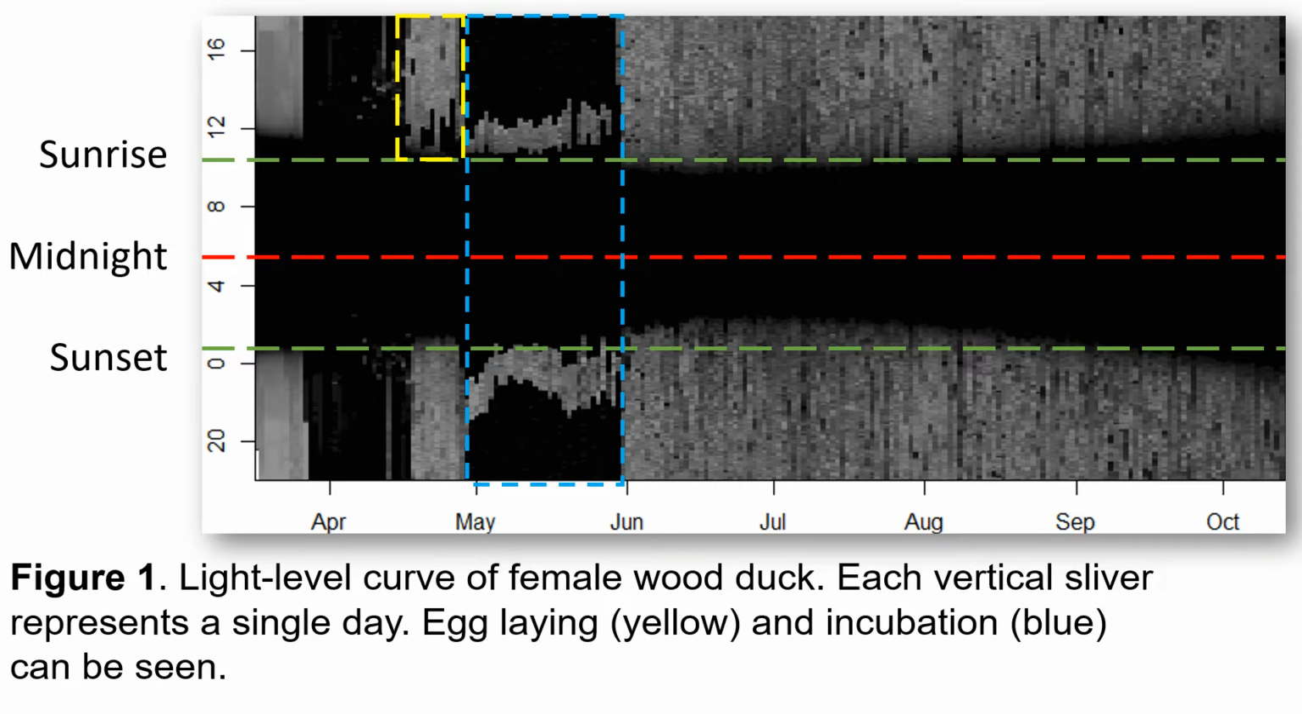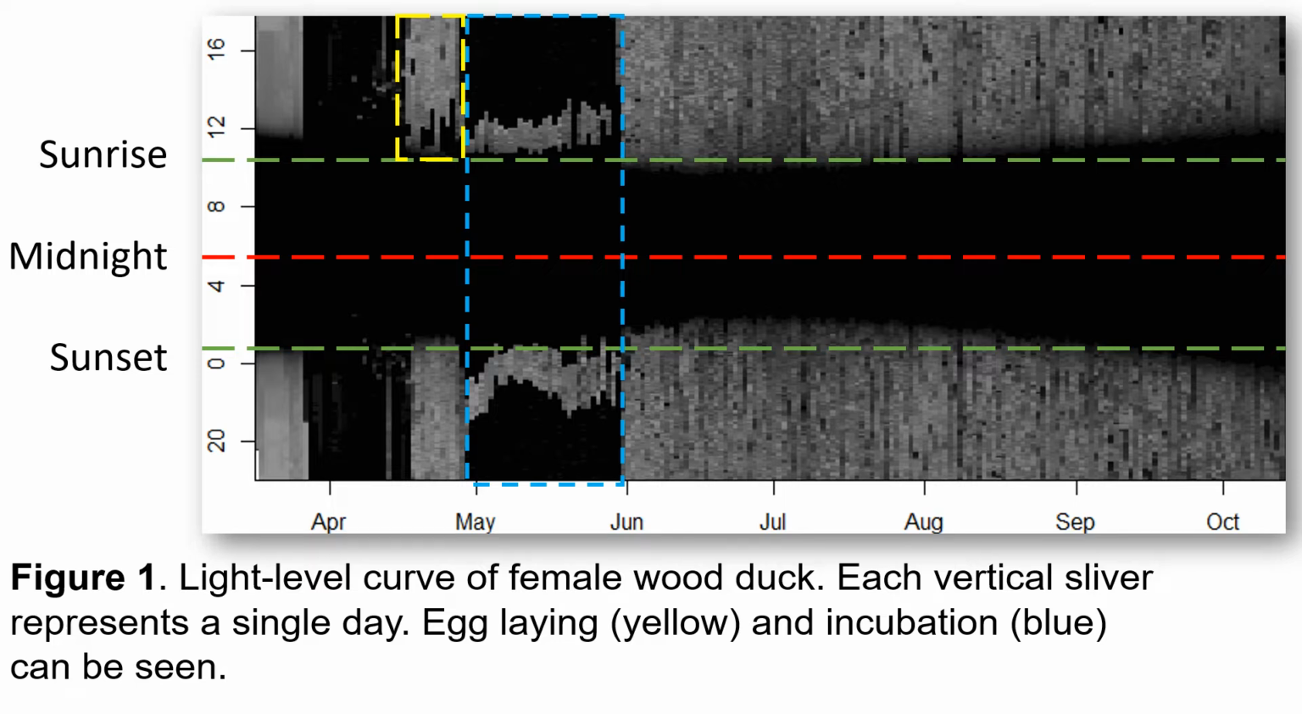The first block of black on the left side of the screen is when the geolocator was in a bag before deployment. This bird was caught while she was laying eggs. Outlined in yellow, you can see short periods of darkness in the morning. This is when she was laying her eggs, and I'll show what that looks like at a finer scale in a later slide. Outlined in blue is incubation.